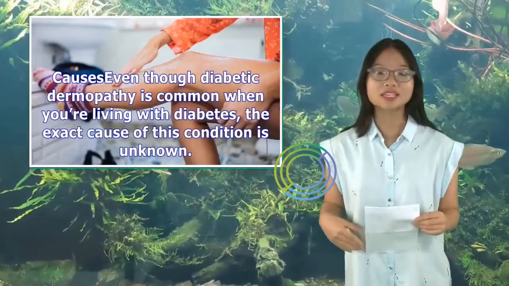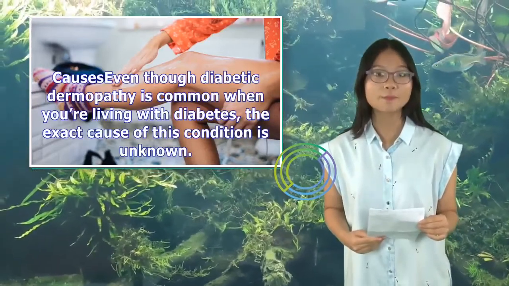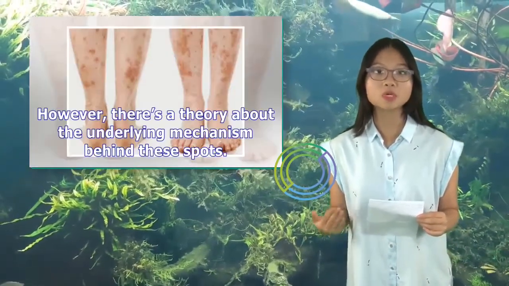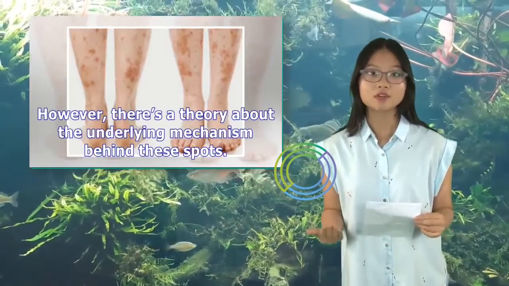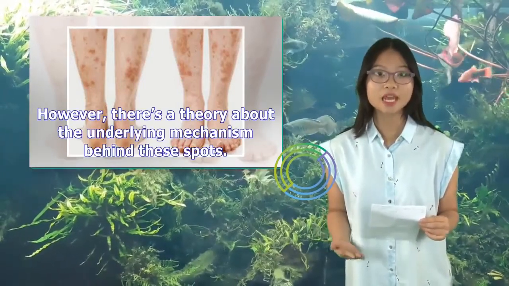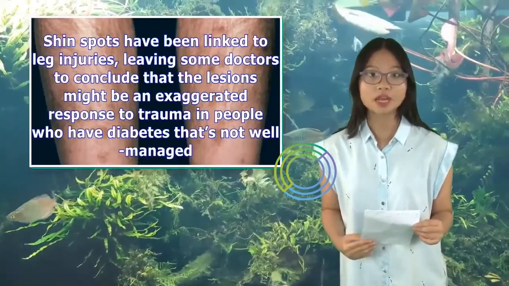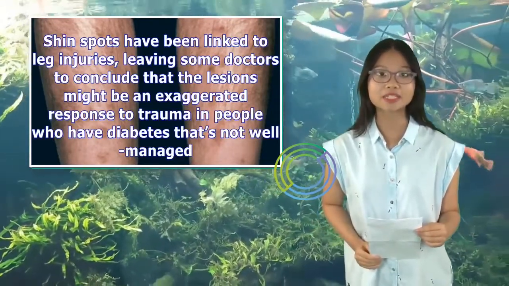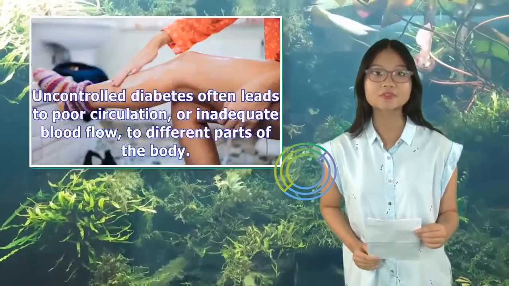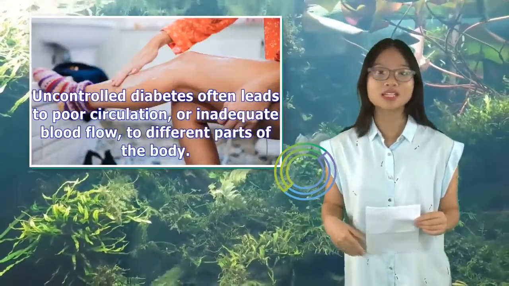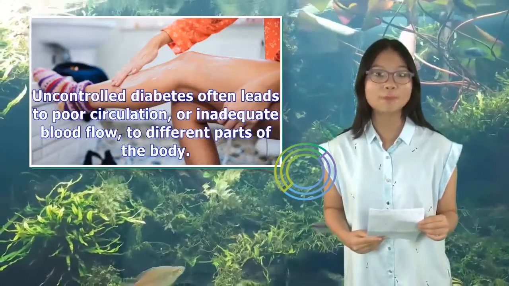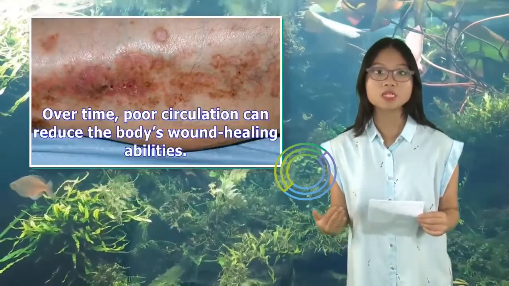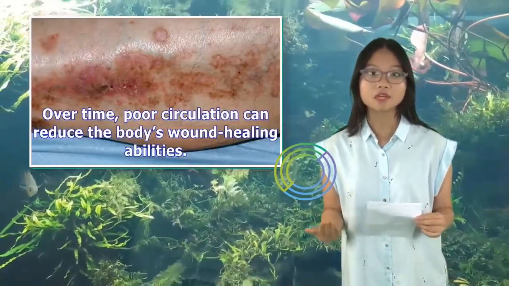Causes. Even though diabetic dermopathy is common when you are living with diabetes, the exact cause of this condition is unknown. However, there's a theory about the underlying mechanism behind these spots. Shin spots have been linked to leg injuries, leading some doctors to conclude that the lesions might be an exaggerated response to trauma in people who have diabetes that's not well managed. Uncontrolled diabetes often leads to poor circulation, or inadequate blood flow, to different parts of the body. Over time, poor circulation can reduce the body's wound healing abilities.